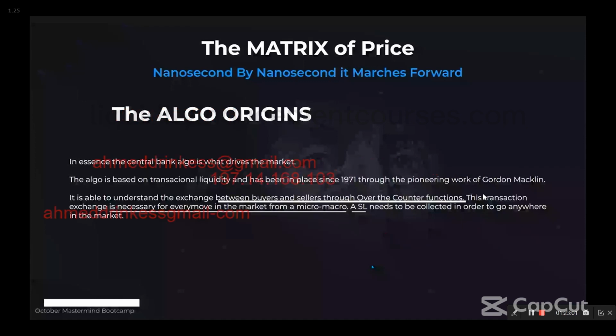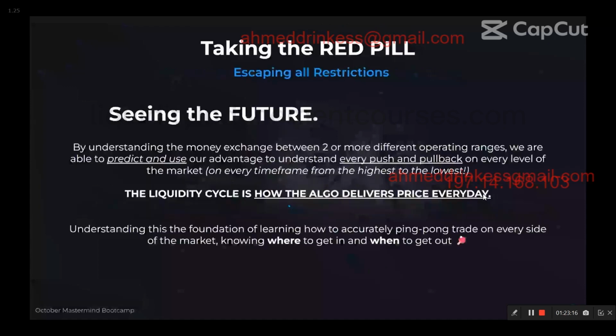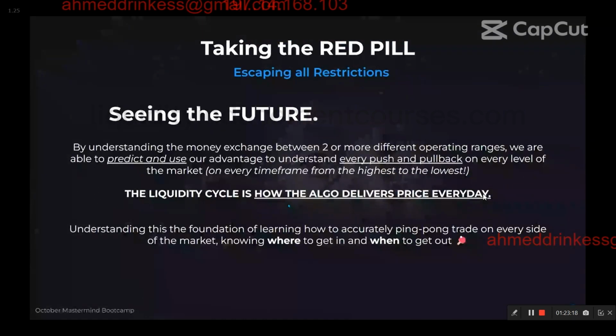So understanding this foundation and learning how to accurately ping pong if you choose to do so, but my edge specifically, you're going to learn how to trade on any side of the market, for any buys, any sells, but most importantly, where to get in and when to get out the most effectively every single time. Every single time you're going to be able to understand this.